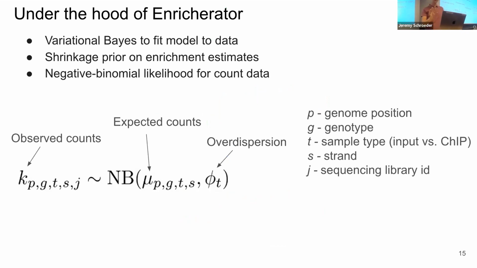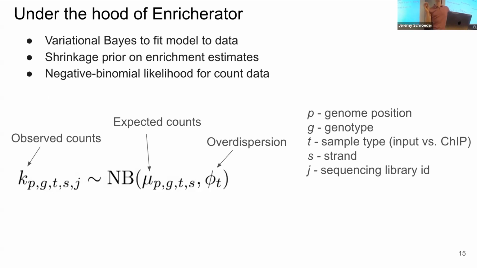Okay, so let's get under the hood a little bit now that you have the intuition behind what Enricherator does and what it's designed to do. I already mentioned it uses variational Bayes to fit a model to the data. And again, this is nice to handle these data in a Bayesian way so that we can get samples from an approximate posterior to give us intuitive, credible intervals on our point estimates.